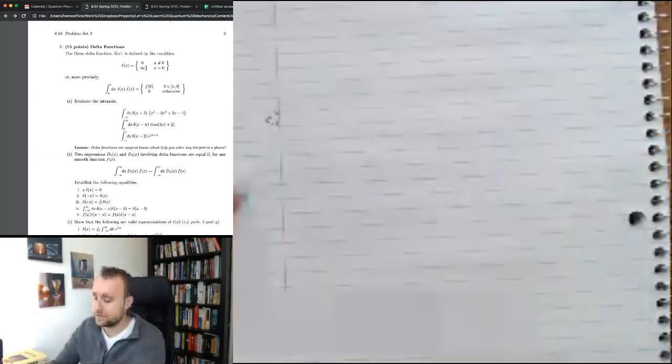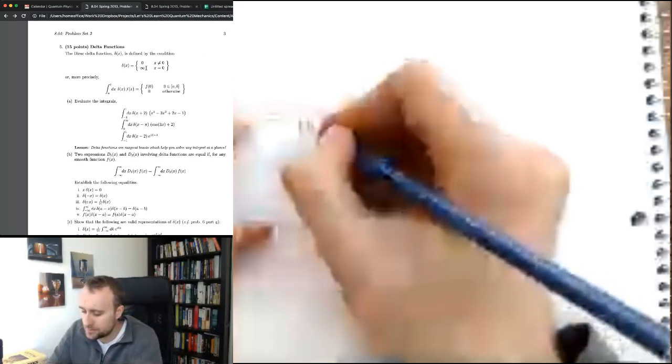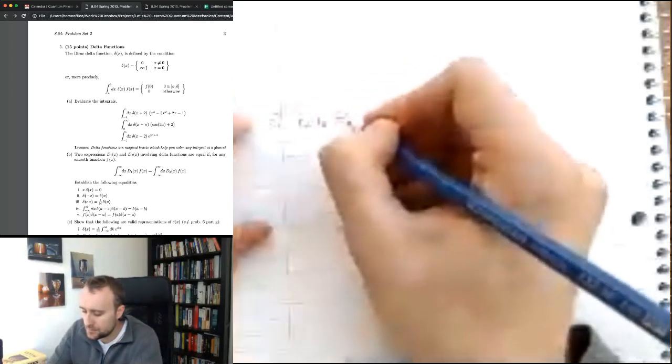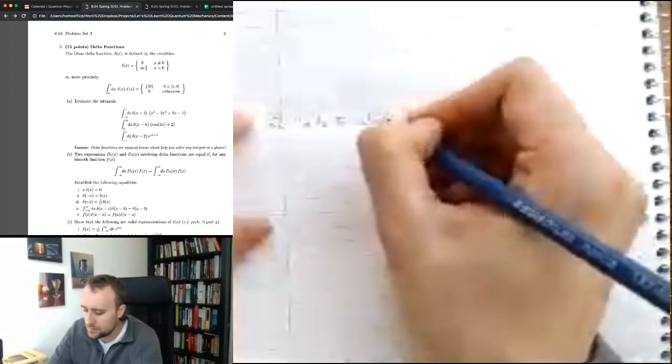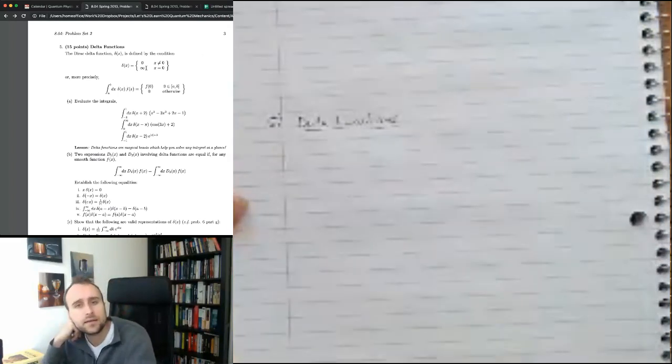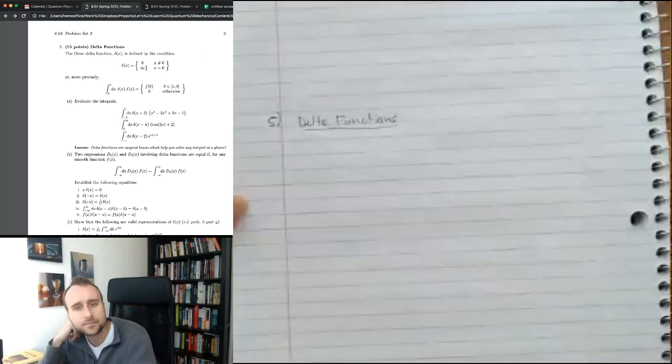The delta function. Okay, delta functions. The Dirac delta function, delta of x, defined by the condition. All right, well, we know that. Or more precisely, this. Okay.